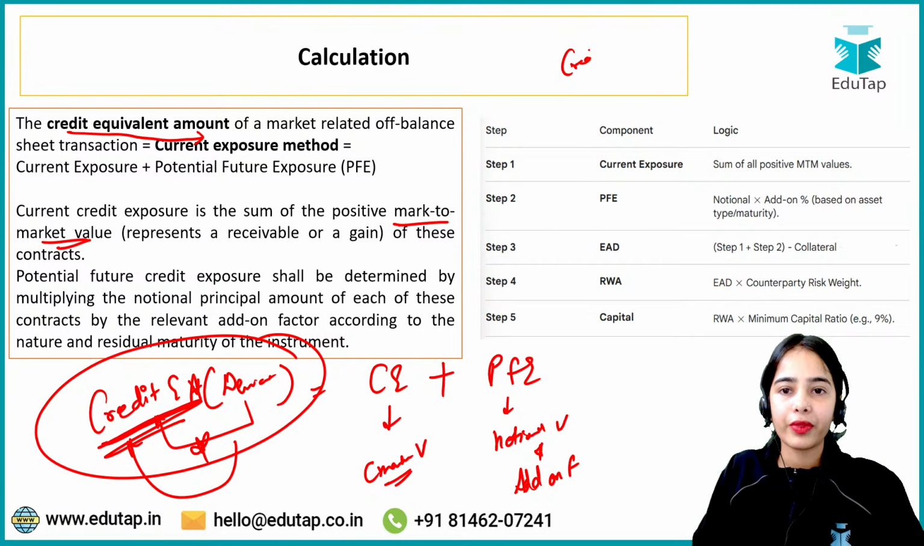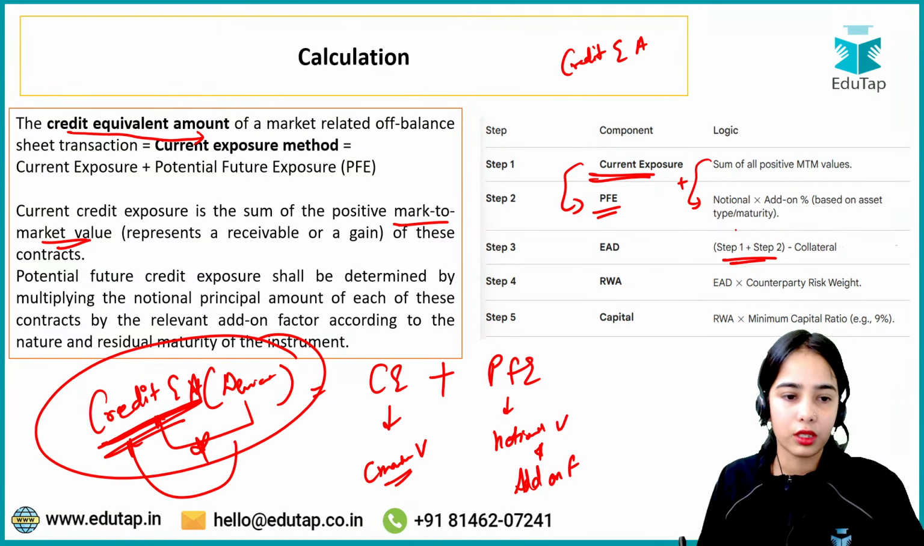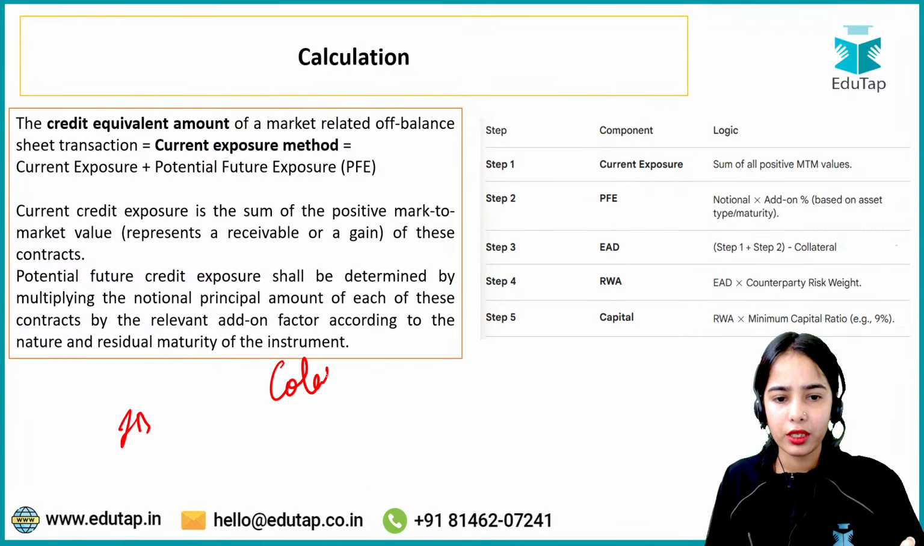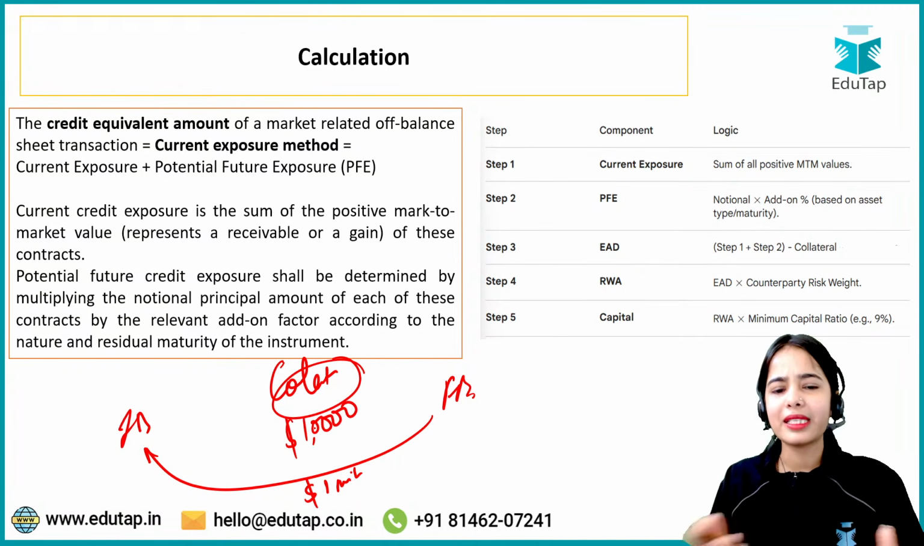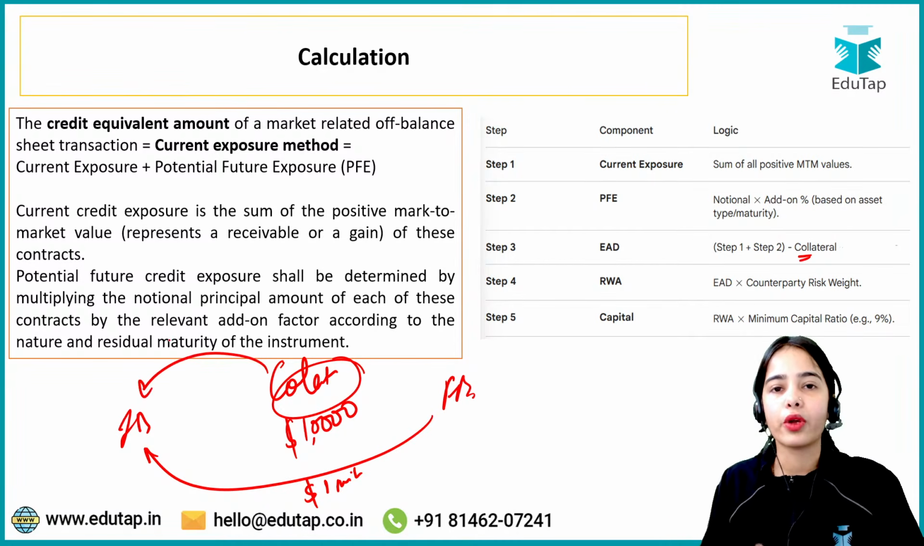So once we add the current exposure and the potential future exposure, we have got the credit equivalent value of the derivative. Okay, deduct any collateral. Let's say the Indian bank has taken a collateral from the foreign bank. The contract is of $1 million. So let's say the collateral is of $10,000 only. Collateral is 10% of the whole value, let's say. So deduct the collateral, because this is the collateral that the Indian bank has already taken for the safety of the contract.